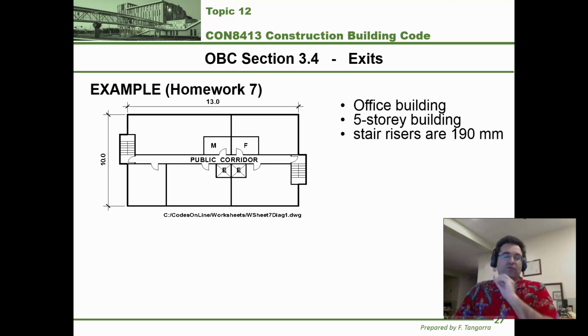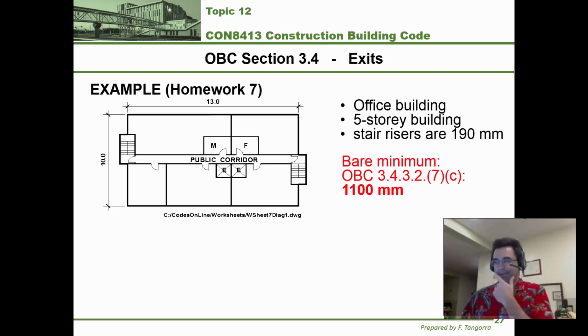I plucked this out from homework 7. Okay? And it's related to exits. We have an office building, some story in a 5-story office building. The stair risers are given to you as being 190 millimeters. This floor plan is 13 meters long by 10 meters wide. There is a public corridor that I can see, and I see 2 exits.